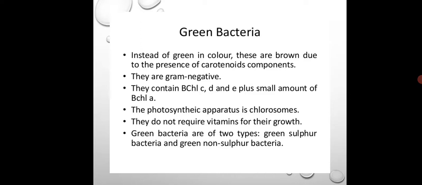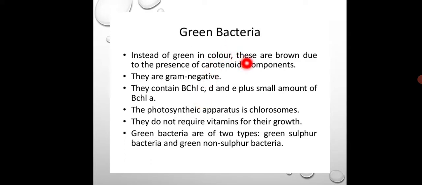Green in color because of the presence of pigments called bacteriochlorophyll and bacteriopheophytin. These two pigments provide the bacteria green color. And some species are brown in color due to the presence of carotenoids. These are also pigments, like chlorophyll. These are gram negative. They contain bacteriochlorophyll C, D and E plus a small amount of bacteriochlorophyll A. So these are the pigments present in the green bacteria.